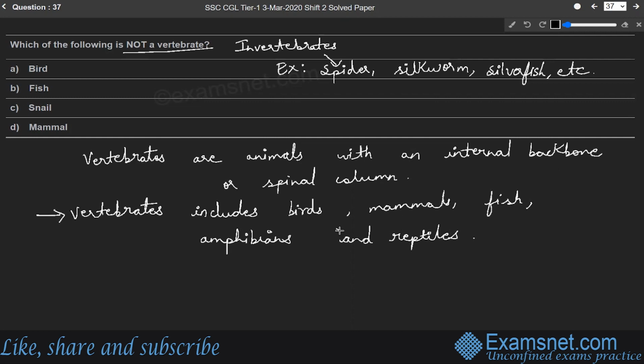Now let us have a look at all the options again. First option is bird. Bird is a vertebrate. Second is fish. Fish is also a vertebrate. Third option is snail. Snail is an invertebrate. And last option is mammal. Mammal is also a vertebrate. So for this question, the animal that is not a vertebrate is snail. So the correct option will be option C. I hope you are clear with this question.